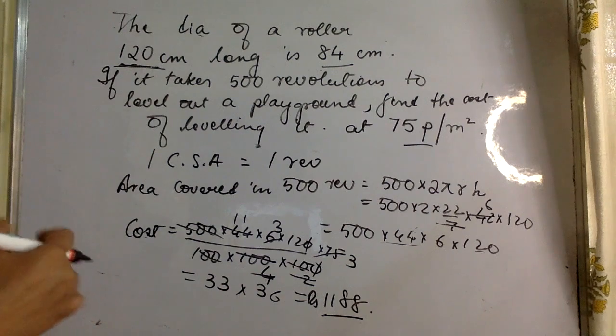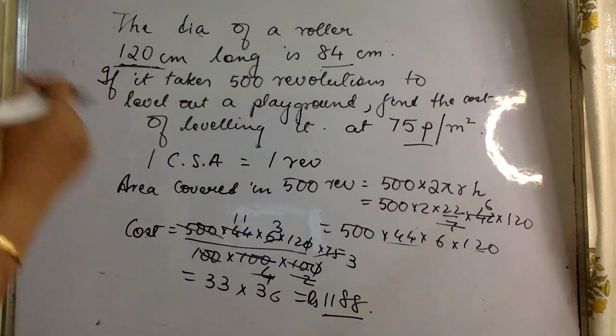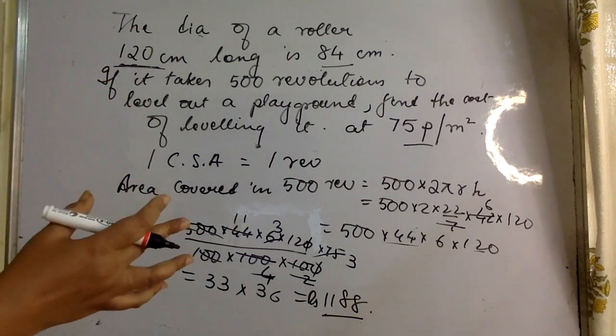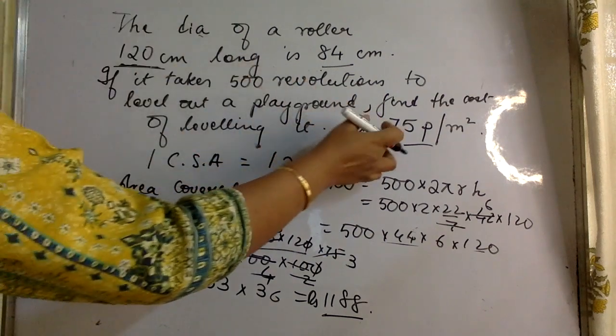So in this sum, what you have to understand is 1 CSA is equal to 1 revolution. So 500 CSAs it takes to cover up the whole area. Okay, and then the rate is given per meter square.